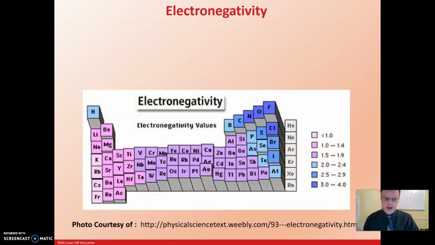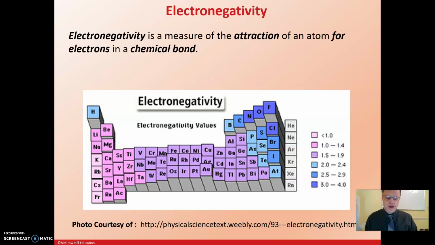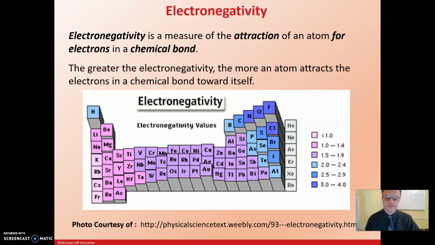So now to understand bond dipoles, we need to understand this concept of electronegativity. And electronegativity simply is the measure of an attraction of an atom for electrons in a chemical bond. So how badly does a particular atom want those electrons? Okay, and the greater the electronegativity, the more an atom attracts those electrons towards itself.